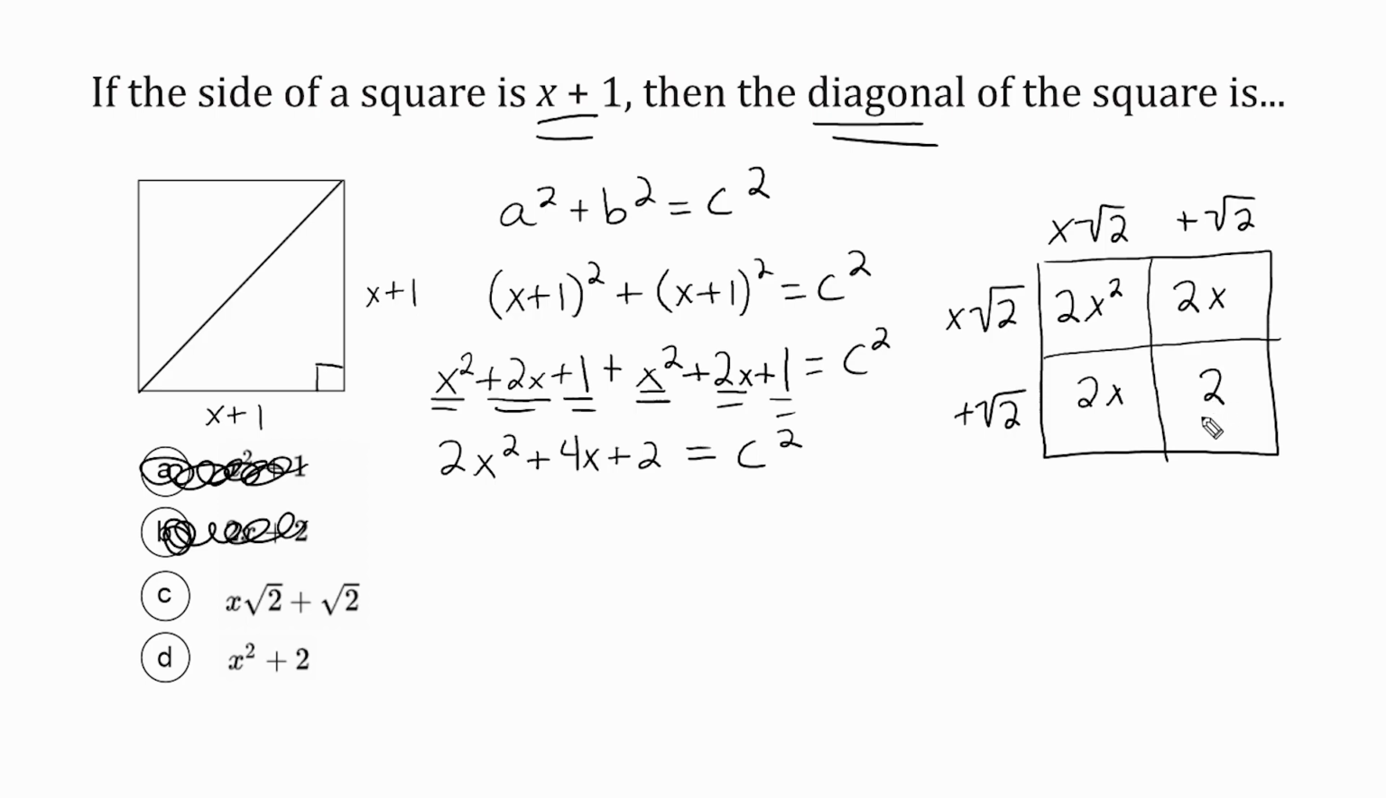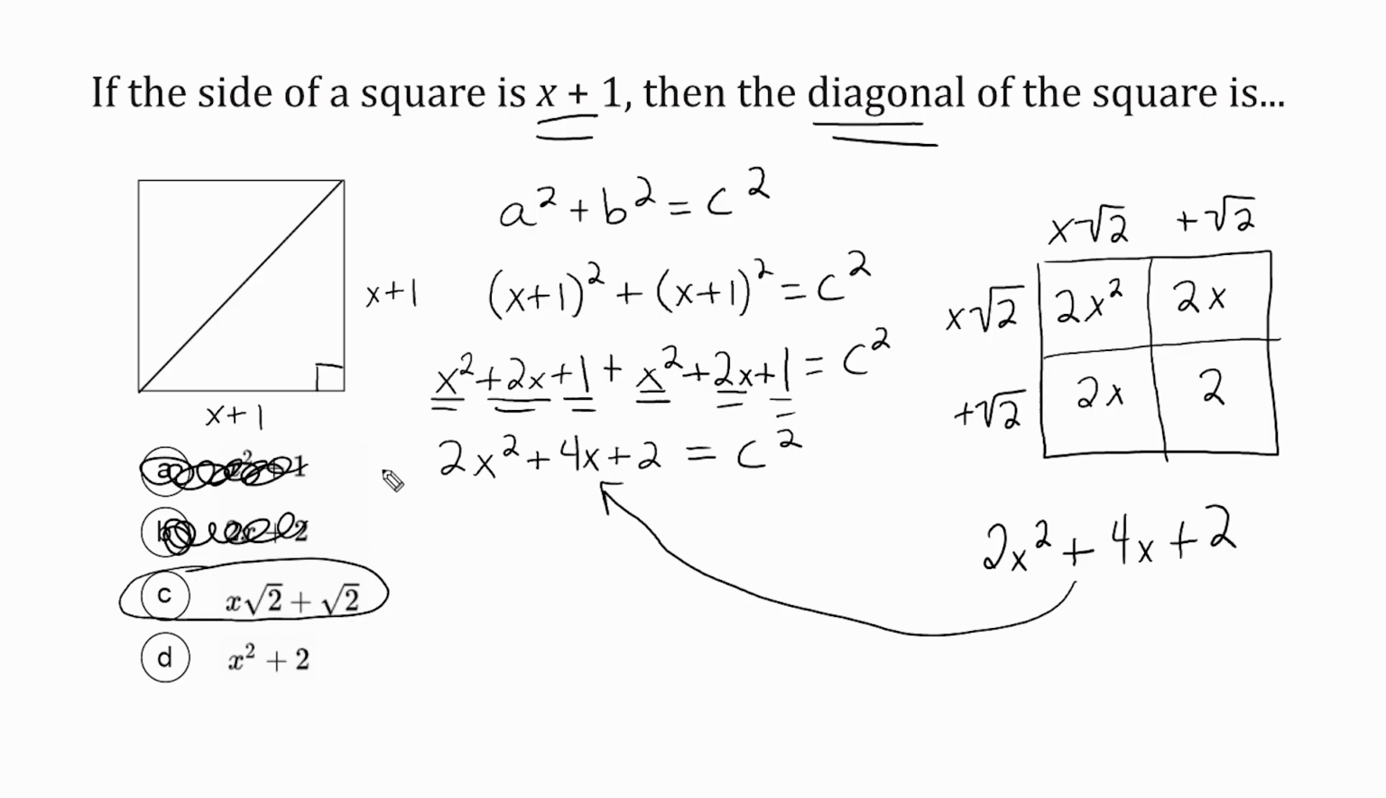All right, let us go ahead and combine like terms. We have 2x to the second power plus 2x and 2x, which is 4x, plus 2. All right, as you can see, this expression is equivalent to this expression. Therefore, choice C represents the length of this square's diagonal.